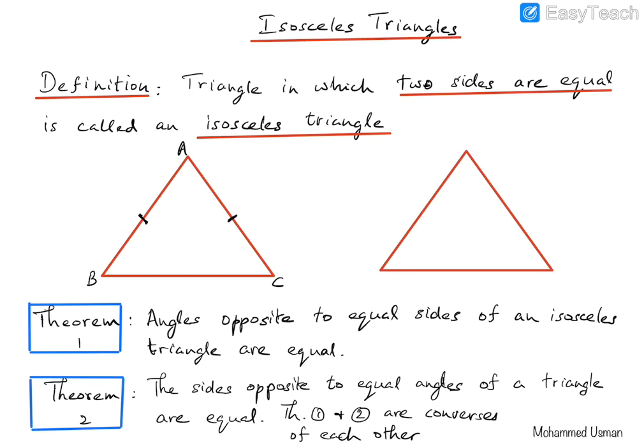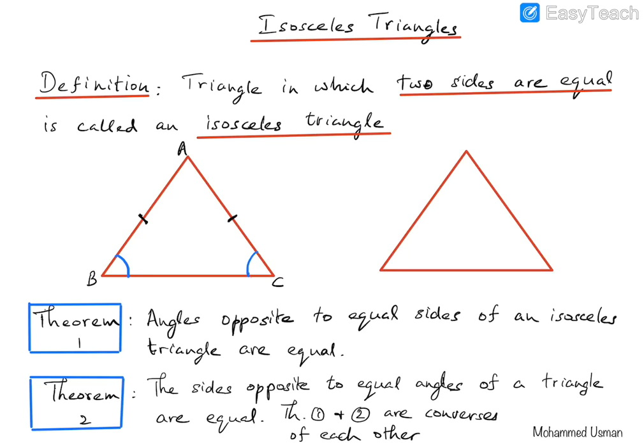That means the angle opposite to the side AC is angle B. So angle B is the angle opposite to the side AC. AC is one side, and opposite to that side is the angle B. Similarly, the angle opposite to the side AB is going to be the angle C. So angle C and angle B will also be equal. That is what this theorem is telling us. Okay, so that's the first part.